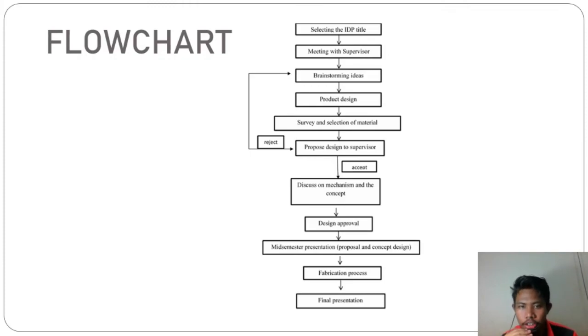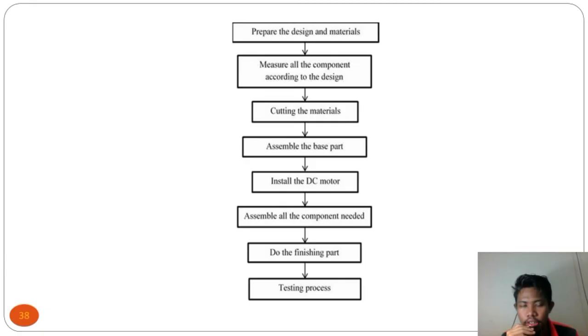Okay, this is a flowchart for our project. It starts from selecting the IDP title until the fabrication process and final presentation. This chart shows us preparing the design and material until we assemble all the components needed, do the finishing parts, and lastly the testing process of the electric vehicle.